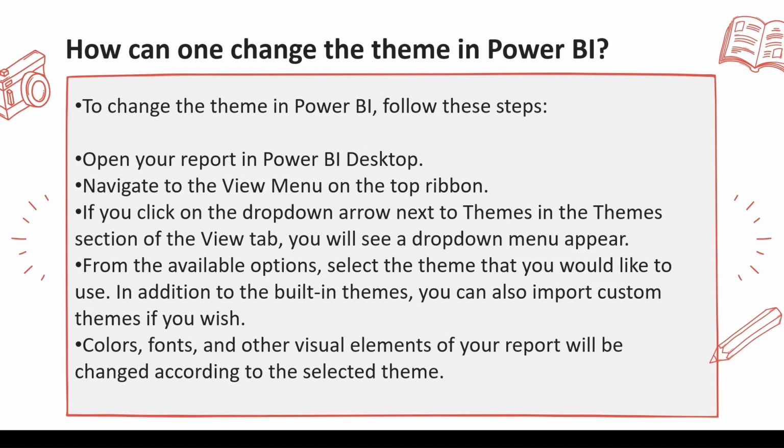Now the question remains the same: how can we change it? To change it, if you're working on Power BI Desktop, navigate to the top ribbon. There you have a View menu. When you go to the View menu, you will be able to see Themes on the top left. There is a down arrow button. If you press that down arrow button, you will be able to see more themes.